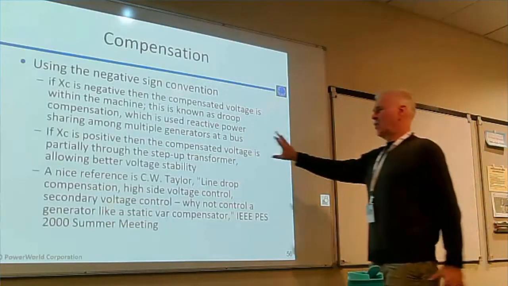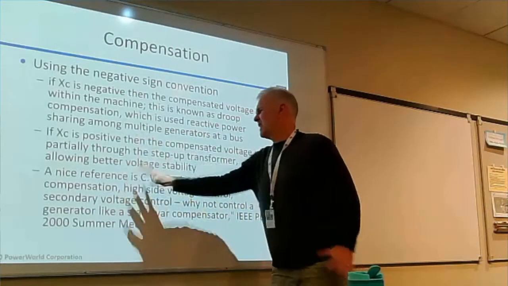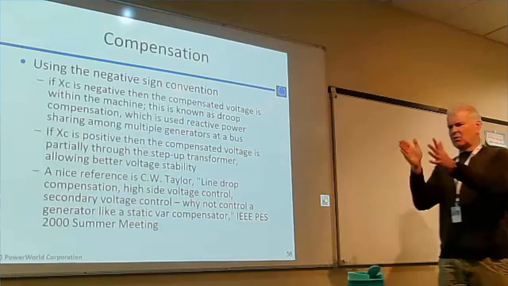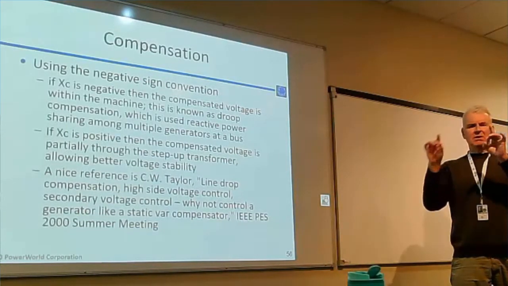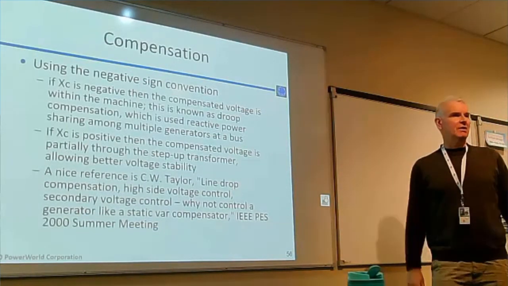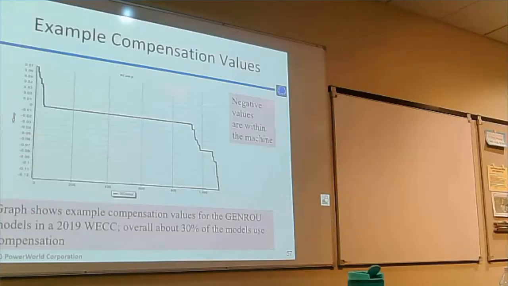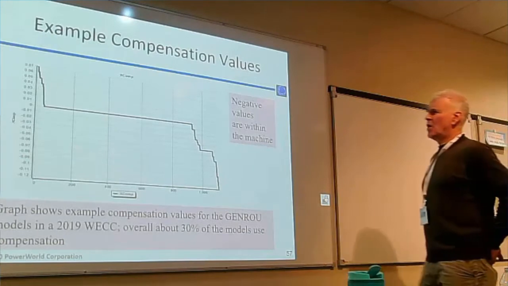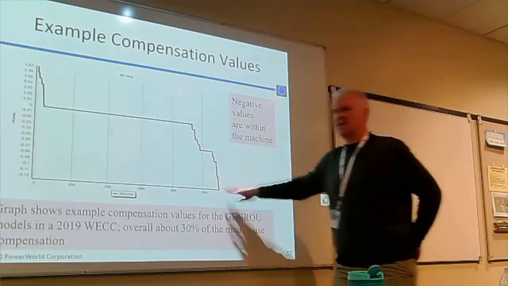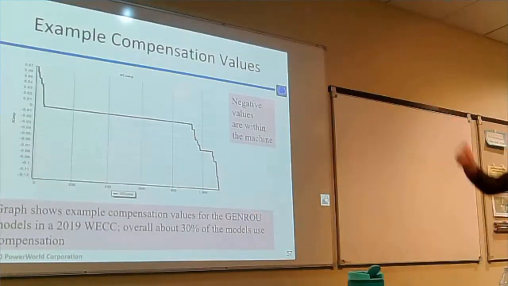But you can also compensate through the machine, so it looks like you're regulating a voltage inside your machine. Then it's easier to parallel generate, put generators in parallel. So all your hydro. This is the WECC. I think I looked at the Gen RU models. Overall, about 30% of the models use compensation. And almost all of that is compensation inside the machine, not looking on the high side.